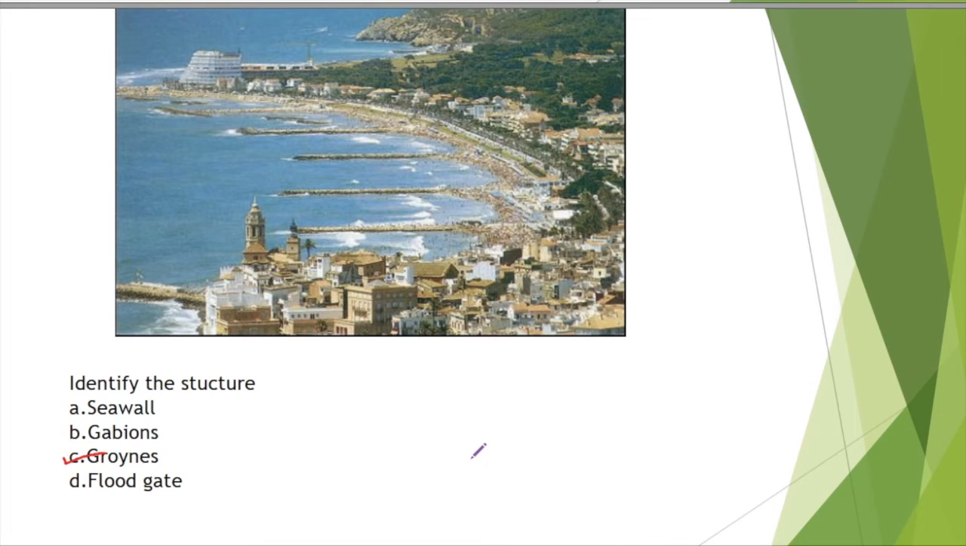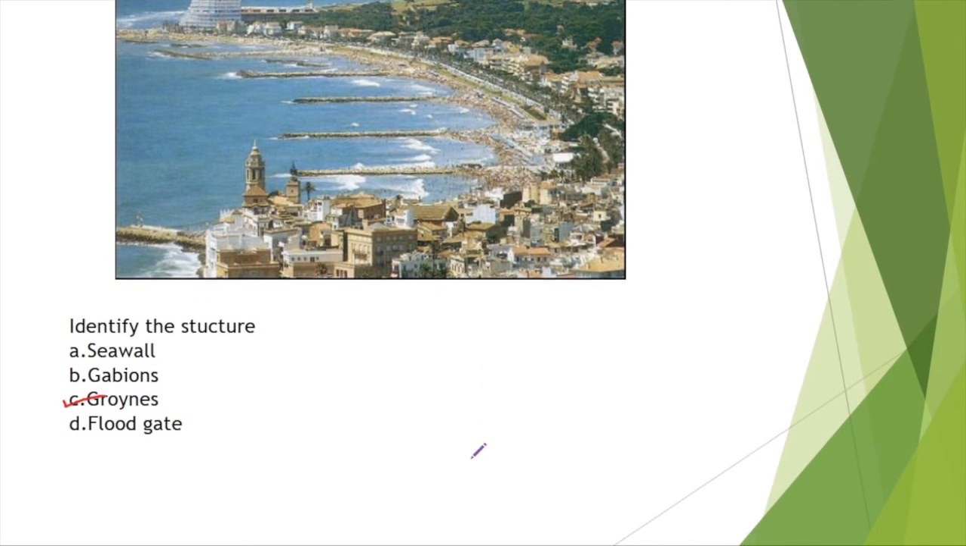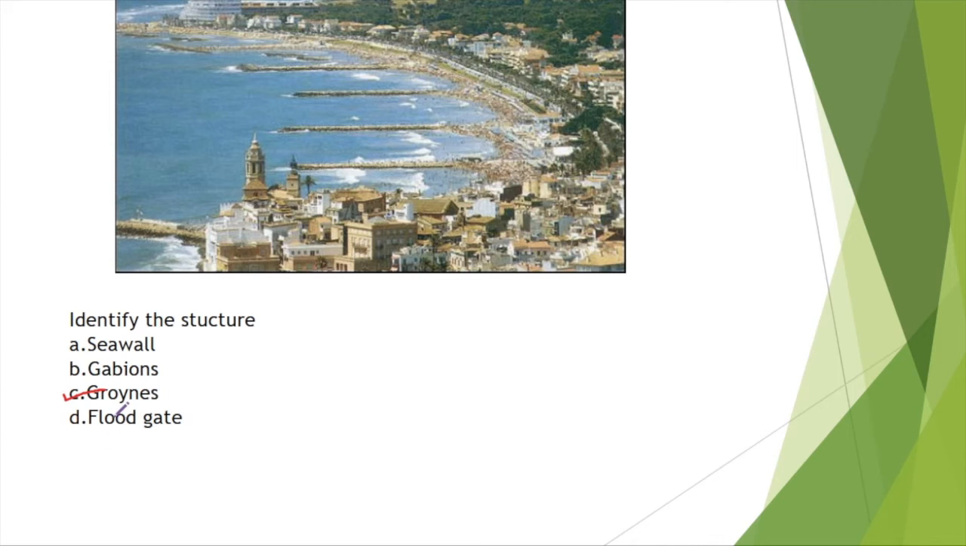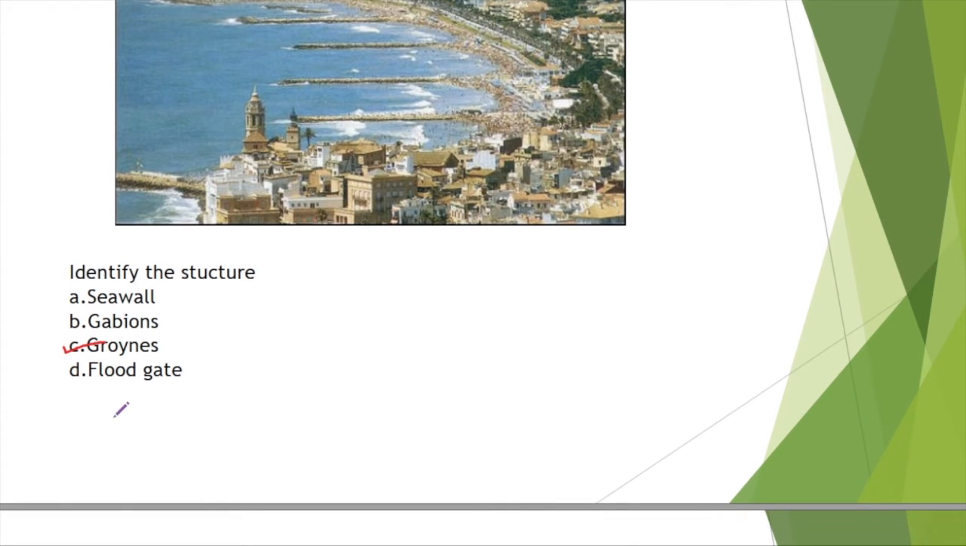Now gabions are the structure which is again parallel to coast, and it is always in a cage-like structure. And floodgate is used to prevent from the flood. Like during the high tide we have flood tide. So to prevent from the flood we use this floodgate. It is again parallel to the coast. So only one thing that is perpendicular to the coast, that is gabions.